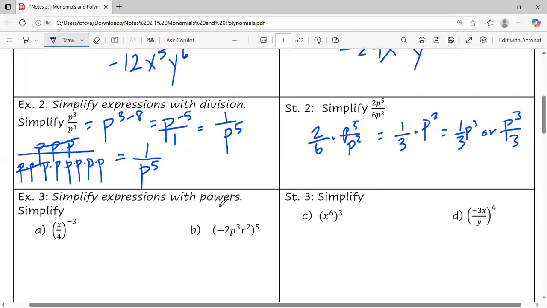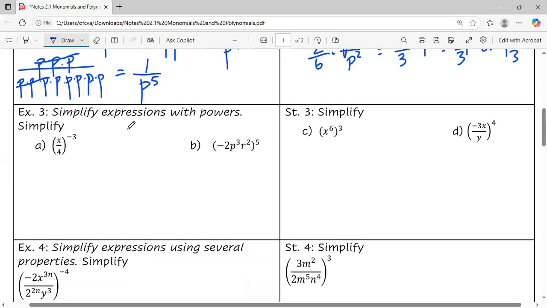All right, so moving right along, we have simplifying expressions with powers. So for these, you can work in whatever order you want, as long as you use the properties correctly. So remember, for this one, if you have a power that's negative, to get rid of that power, you can flip this over. So you can do the flipping first, or you can do the power to a power first. So if we flip it first, we basically have 4 over x.